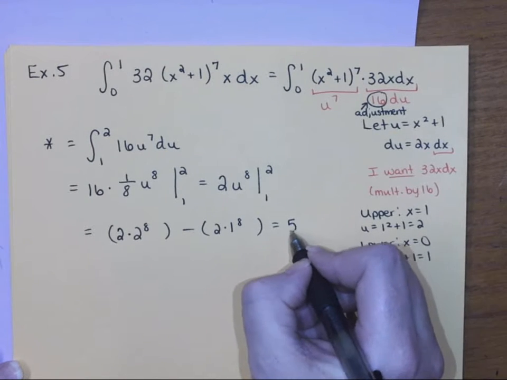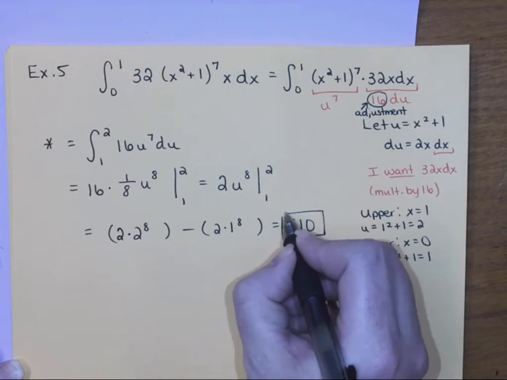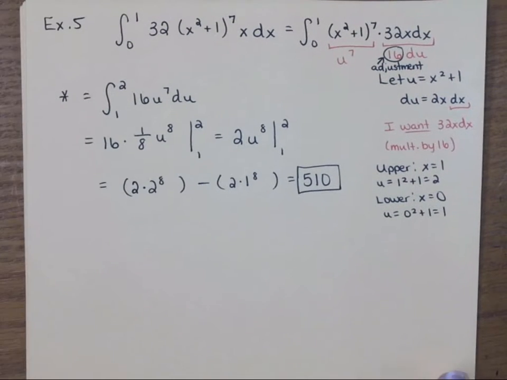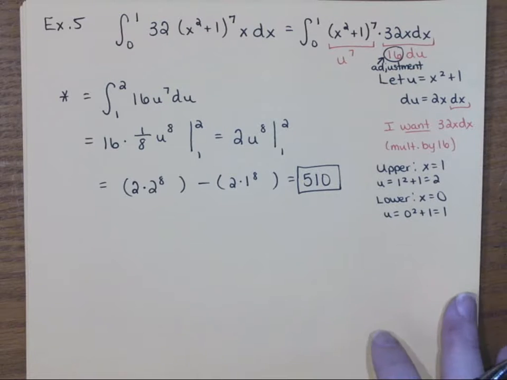So this is going to be quite large, right? This would be 510. So if I were going to check this on my calculator, I might even have to expand my window out a little bit, okay? Because it's just going to be a big, big area.